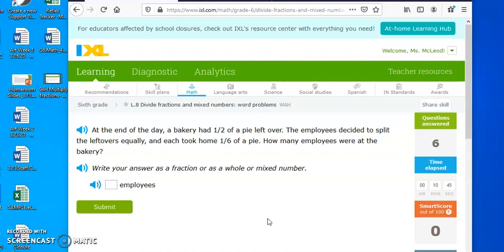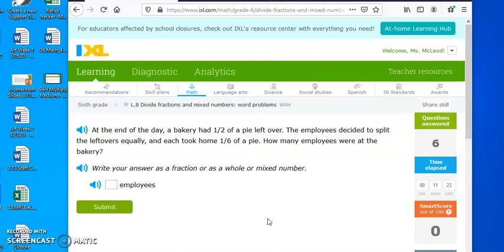So in order to find out how many employees were at the bakery, we're going to take 1/2 divided by 1/6. 1/2 represents how much pie was left over, and 1/6 represents how much each employee took home. So now that I have that written out on my paper, I'm going to take the reciprocal, which is 1/6, and I'm going to flip it upside down to where it's 6 over 1. And then instead of dividing, I'm going to multiply straight across.